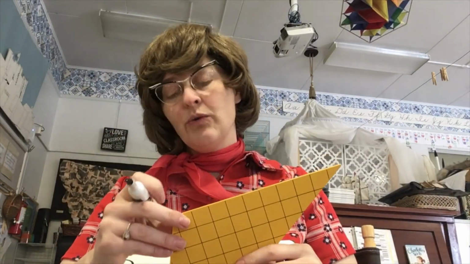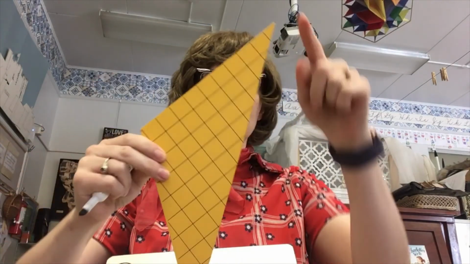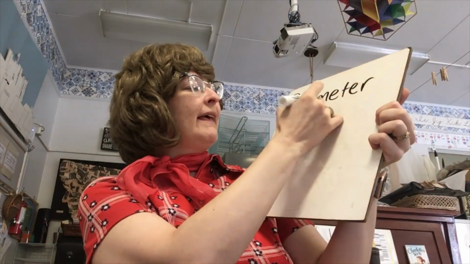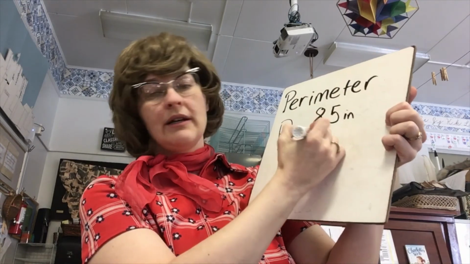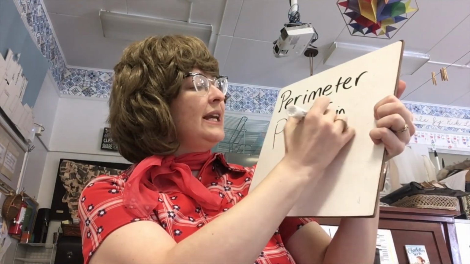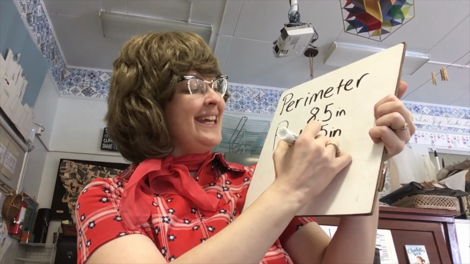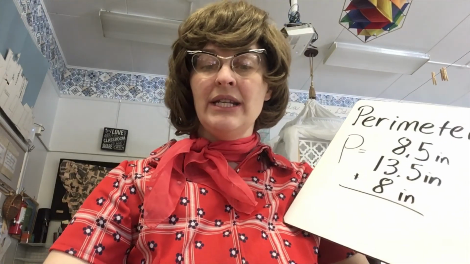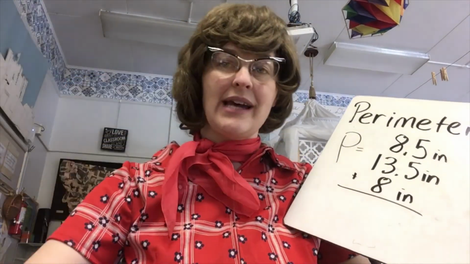Well, when I take a ruler and measure each of the distances from point to point, I am going to end up with 8.5 inches, 13.5 inches, and 8 inches. So I already did that part where I took my ruler and I measured each of those 3 sides.